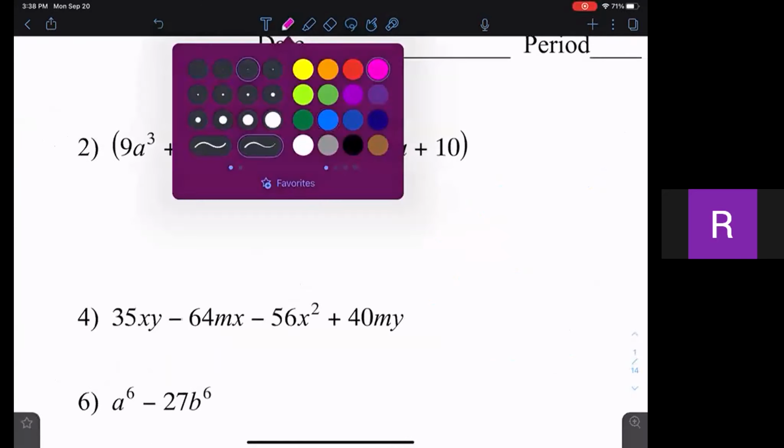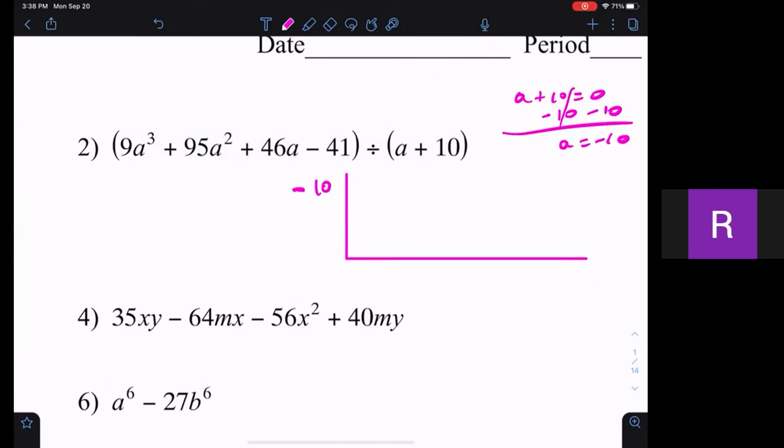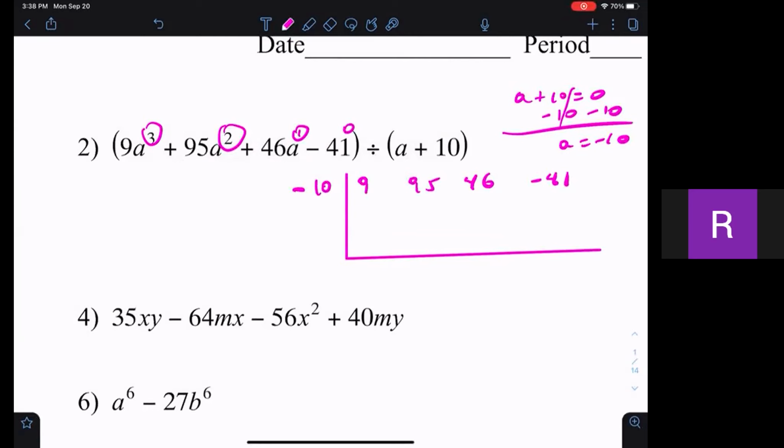So this time, because this is binomial to the first power, I'm gonna use synthetic division. Okay, so a plus 10 equals 0, negative 10 on both sides, a equals negative 10. That's gonna be here. So here we have 9, 95, 46, and negative 41. Notice that everything is in descending order: 3, 2, 1, and 0, right? So therefore, I don't need to put any placeholder.